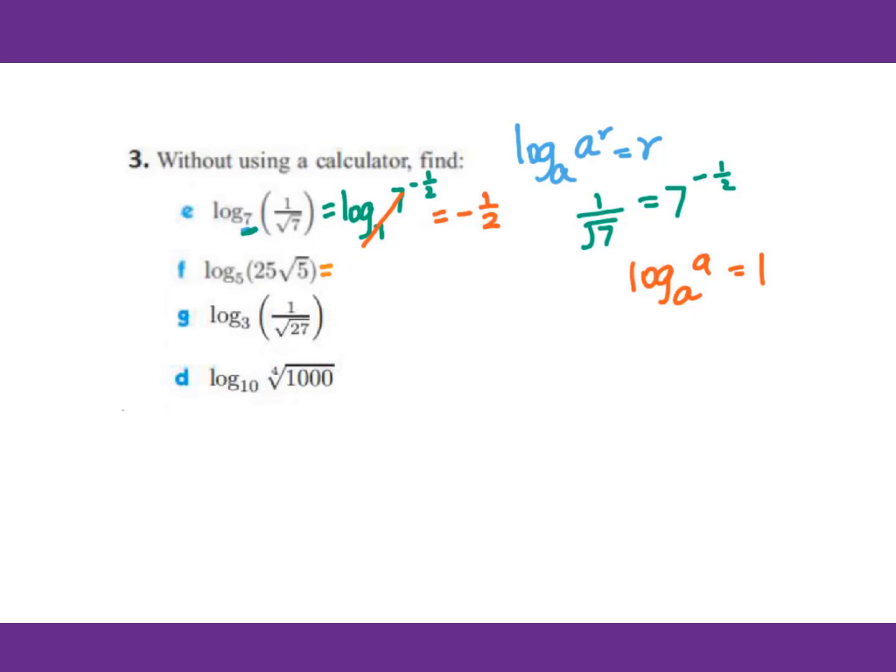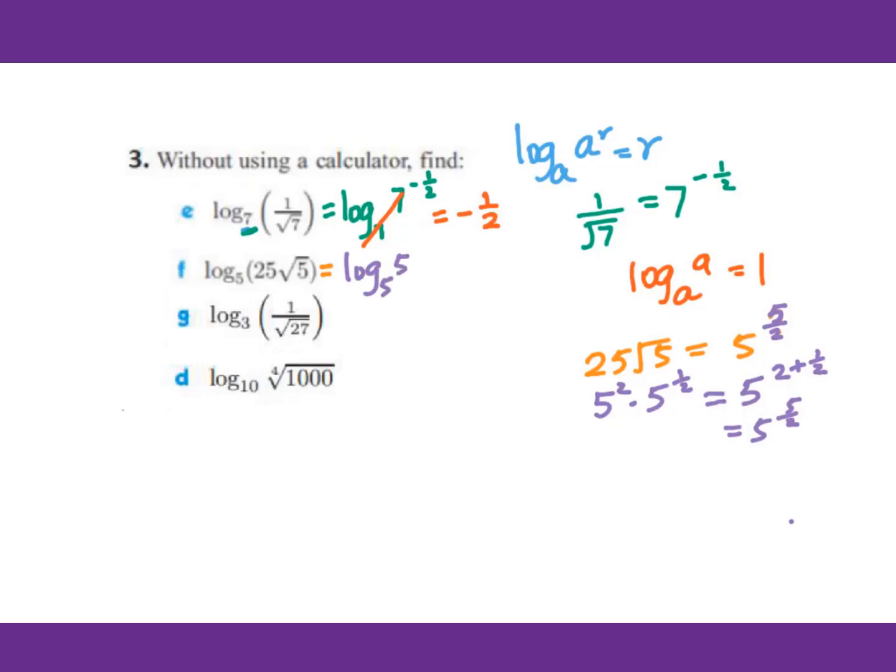Let's go to the second one. I need to change 25 square root of 5 into 5 to what power? We do know 25, I can write down 5 squared. Square root of 5, that's 5 to the 1/2. We add exponents, 2 plus 1/2. You will get 5 over 2. So this will be 5 to the 5 over 2 power. Therefore, I will get log base 5 of 5 to the 5 over 2 power equals 5 over 2.